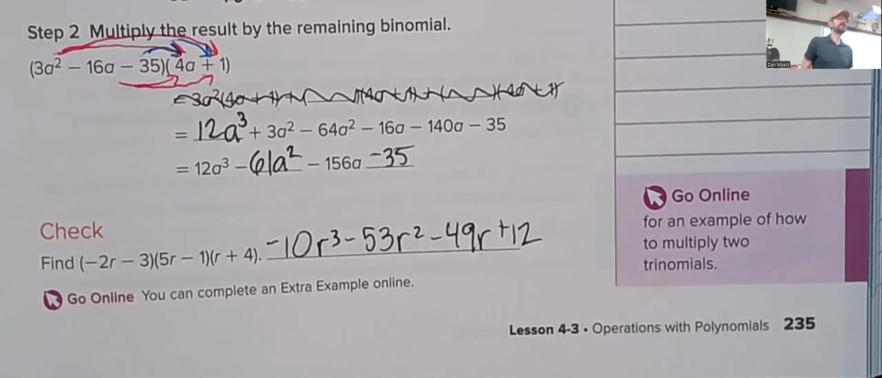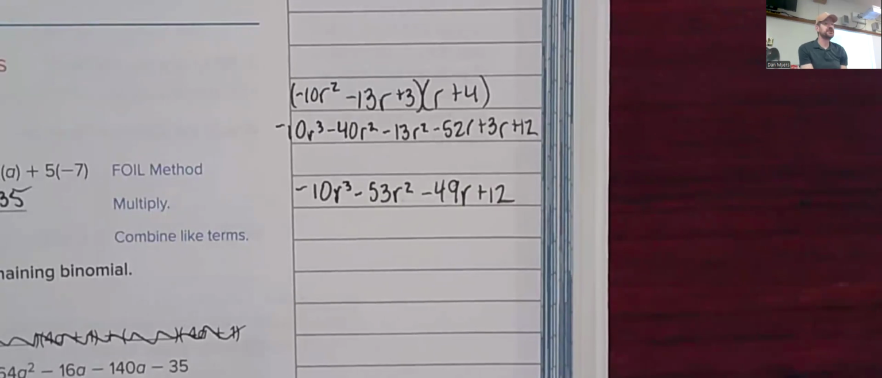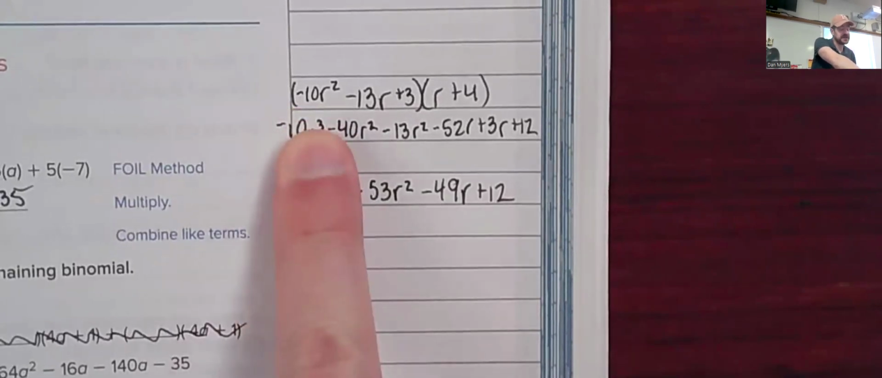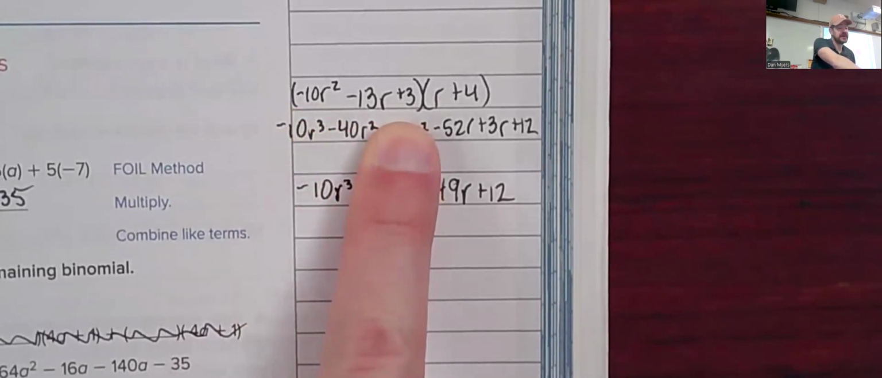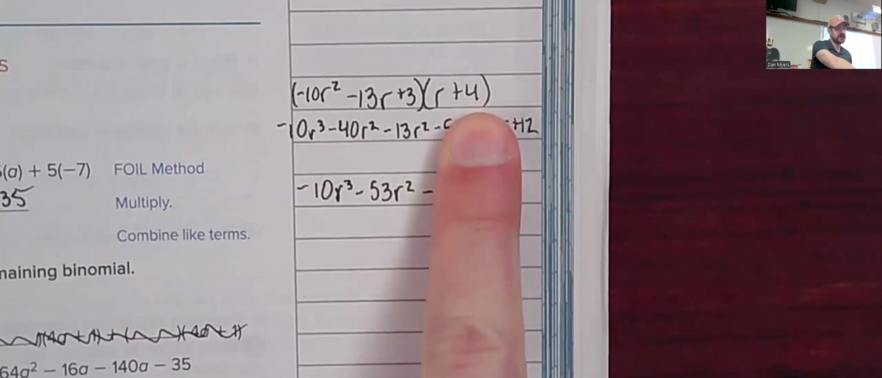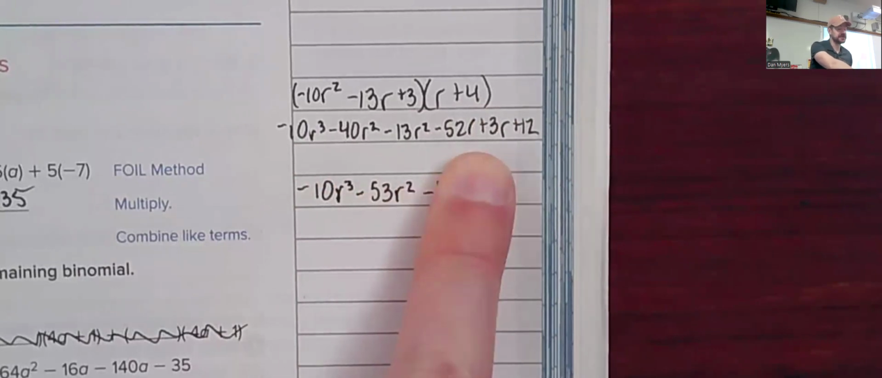All right, how do we do? Any questions? Negative 10r cubed minus 53r squared minus 49r plus 12. In terms of the work, I just multiplied the first 2 binomials together. So negative 2r minus 3 times 5r minus 1 turned into negative 10r squared minus 13r plus 3. And then that multiplies by r plus 4. Distribute all 3 of these terms, multiply by both of those for all 3 of them, and you get negative 10r cubed minus 40r squared minus 13r squared minus 52r plus 3r plus 12.